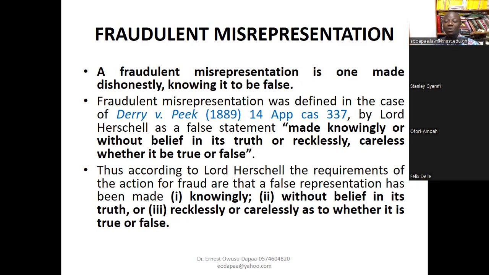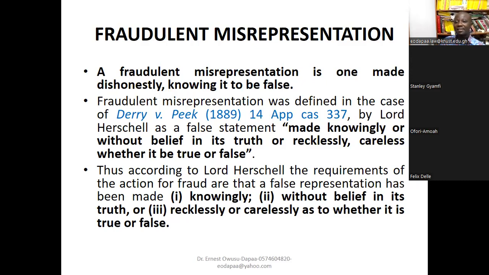Or three, he made that false statement recklessly or carelessly, as to whether it is true or false. Recklessly or carelessly as to whether it is true or false means that he made the false statement without bothering to find out. He never bothered to find out, especially so when he or she had the means to ascertain whether the statement he was making was true or false.